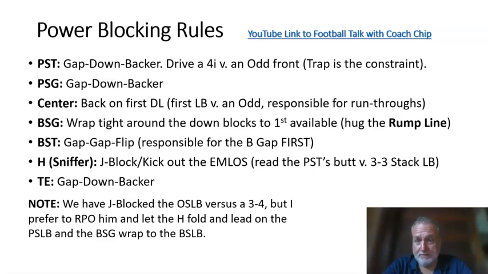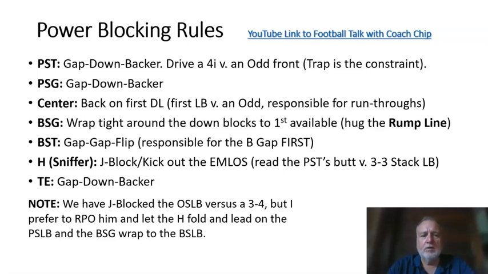Run power is the trap. If we can get them thinking trap sometimes, it may make that drive a little easier and make them play a four-eye trying to blow the trap up. Your play side guard is gap, down, backer. The center is gap, down, backer, but he's back on the first DL is what we tell him. And against an odd front, we tell him, you block back looking for the first linebacker. You're trying to shut down run-throughs.